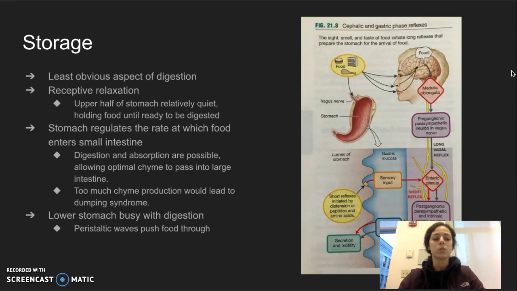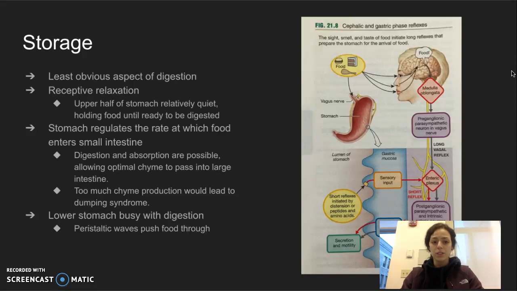And then this regulation will allow digestion and absorption to be possible, and it allows optimal chyme to pass into the large intestine, because too much chyme production would actually lead to something called dumping syndrome. This is when too much chyme gets passed into the large intestine, which is not apt for large-scale nutrient absorption, and then the chyme gets turned into feces. So too much chyme obviously equals too much feces, and this results in diarrhea.